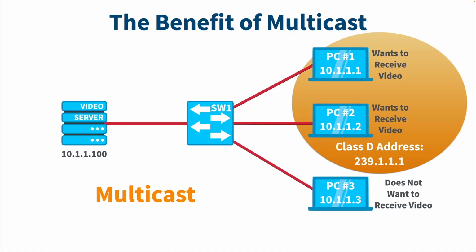And there are certainly times when broadcast would be appropriate or unicast would be appropriate, but here multicast is a great fit, because we've eased the processor burden on the video server, we've eased the bandwidth demand between the video server and switch SW1, and only the recipients that want to receive the traffic do receive the traffic. And to sum up these different traffic flows, we said unicast was one-to-one communication, broadcast was one-to-all communication, all members of a subnet, and multicast is one-to-many communication, where many refers to the members of a multicast group.